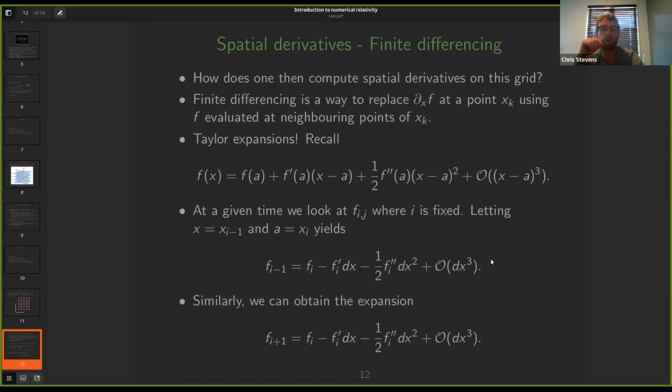Now, what we want to do is try and get a formula for the first spatial derivative. So we can obtain another equation by doing exactly the same thing, except expanding about xi plus 1. So we get the following formulae here. And you can see that there might be some sign errors here.